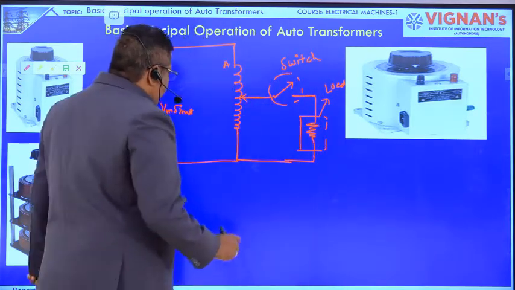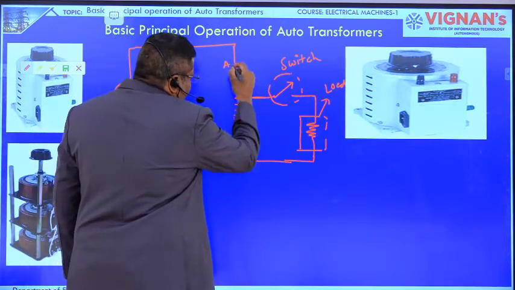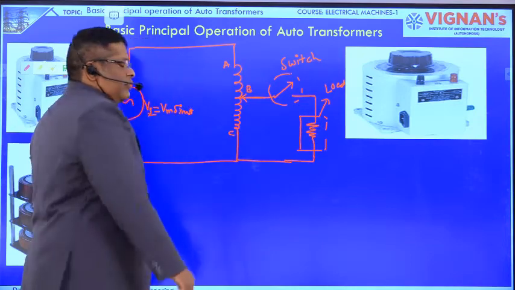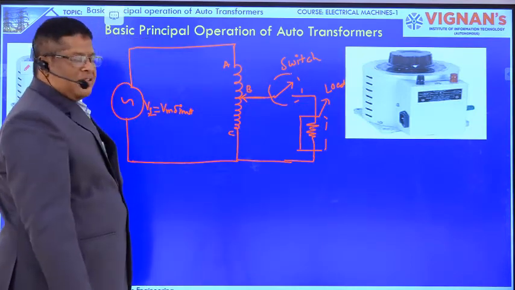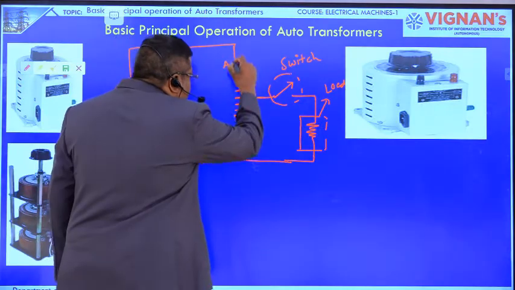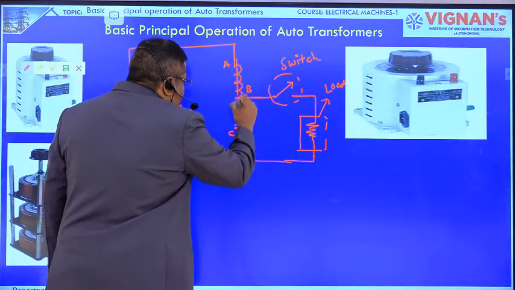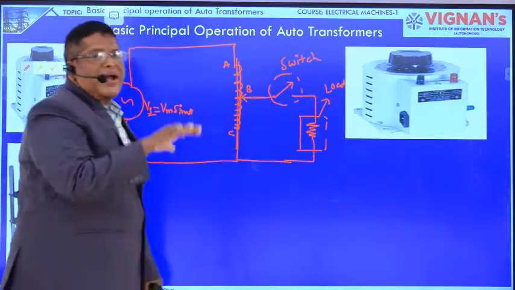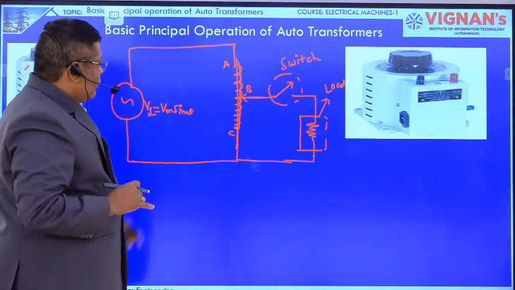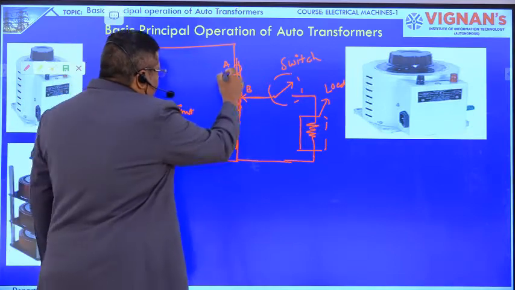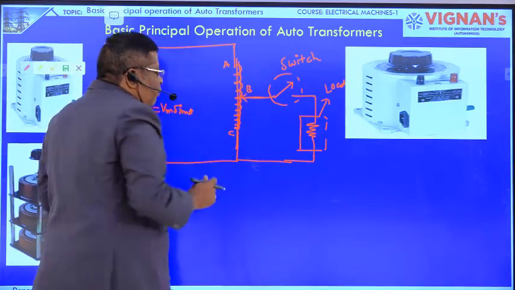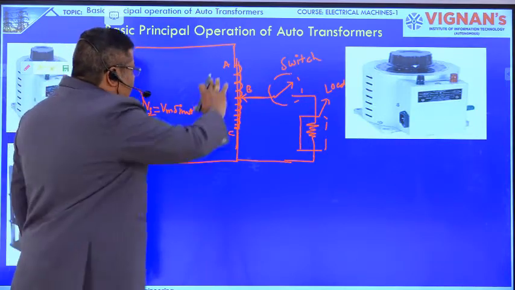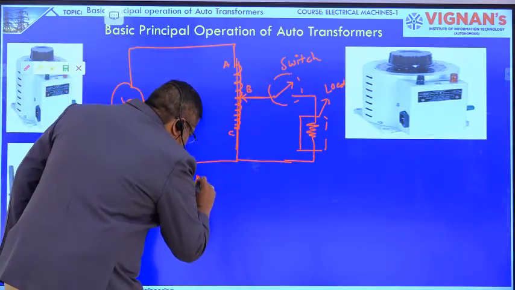This is the primary winding. You take this terminal as A, this variable point as B, and this terminal as C. The total thing is placed on a circular magnetic core. Now, between A and C, where we are giving the voltage, this AC is the primary winding.